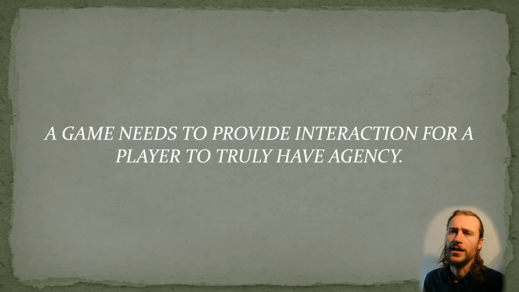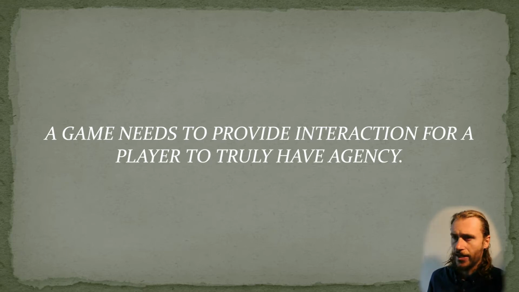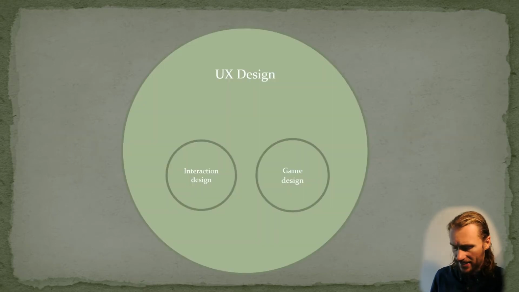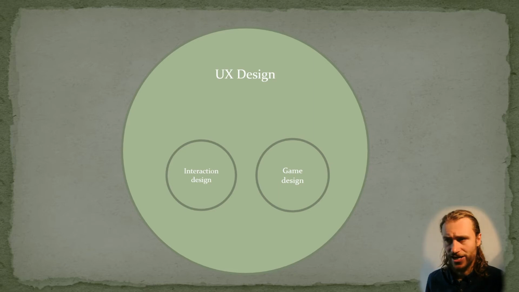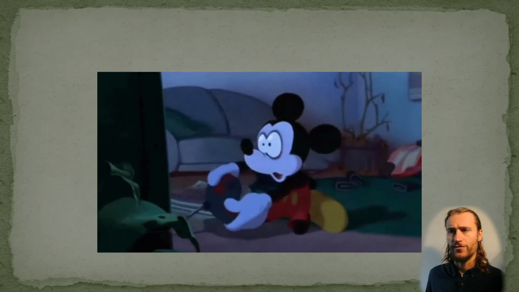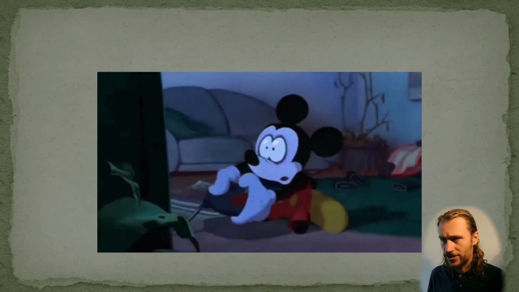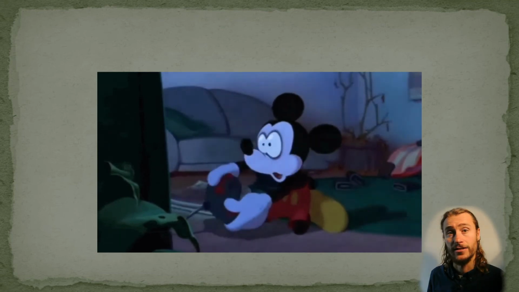Let's dive in. A game needs to provide interaction for a player to truly have agency. And let's look at how I see that within the whole field. So you have UX design, so user experience design, and within that you have interaction design and game design. So game design in its end is also a user experience. Everything has a user experience to it, from product design to architecture. And in game design you think easily of interaction, like how am I engaged in the product.